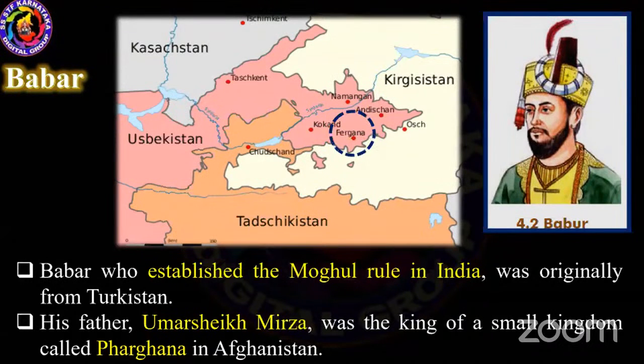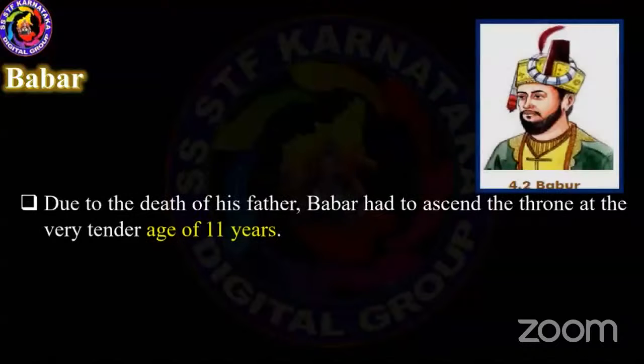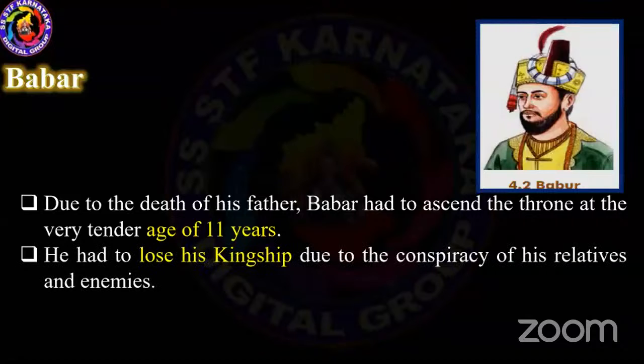his father, Babur wished to ascend the throne, but there was a conspiracy against him. Because of that, he lost that power. Due to the death of his father, Babur had to ascend the throne at the very tender age of 11 years. Means during childhood, due to the death of his father, he came to power while he was only 11 years old. And he had to lose his kingship due to the conspiracy of his relatives and enemies.